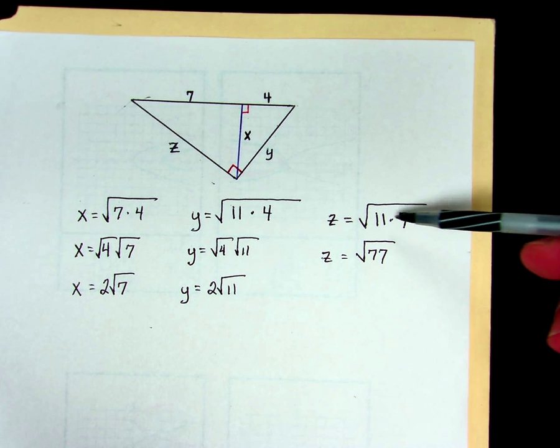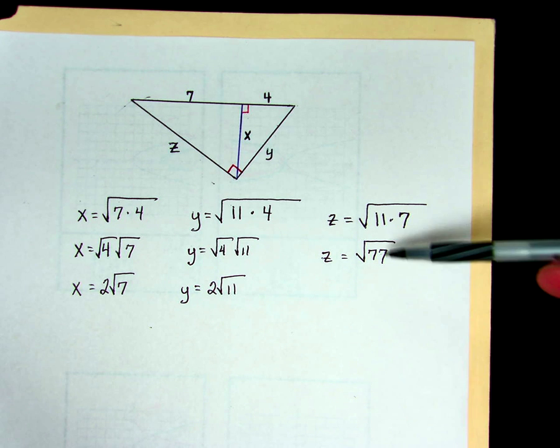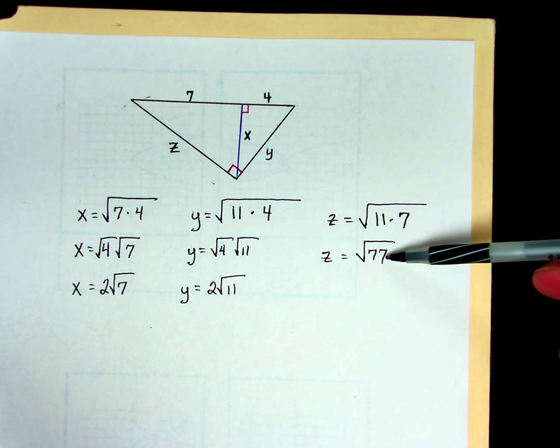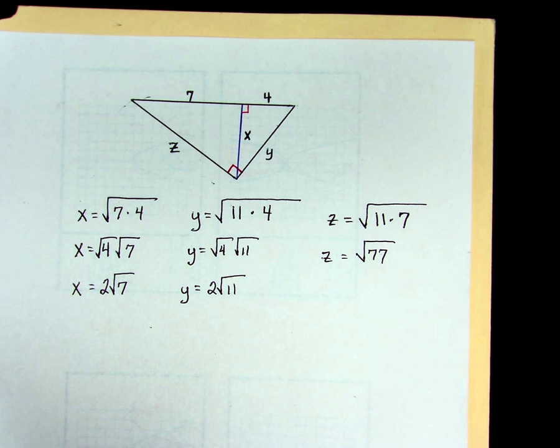Now, the prime factorization. Okay, 2 doesn't divide in, 7 plus 7 is 14, so 3 doesn't divide in, it doesn't end with 5 or 0, so 5 doesn't divide into that. 7 divides into that. Oh, 11's also prime, so there are no pairs of prime factors that we see there. So z equaling the square root of 77 would be as far as we could go there.